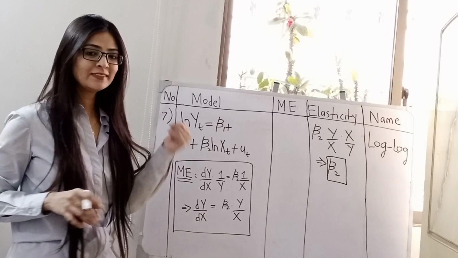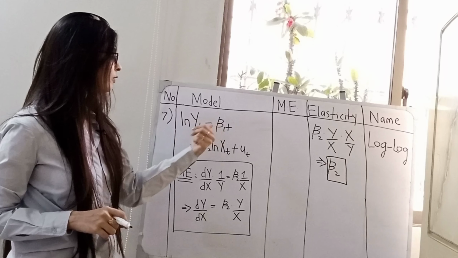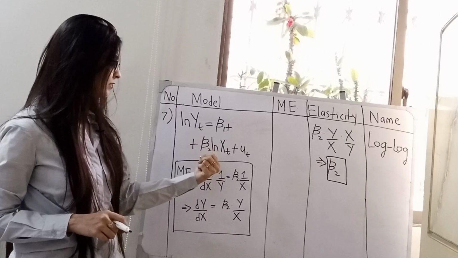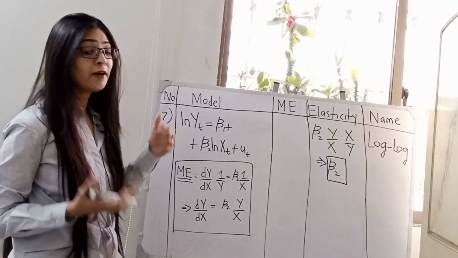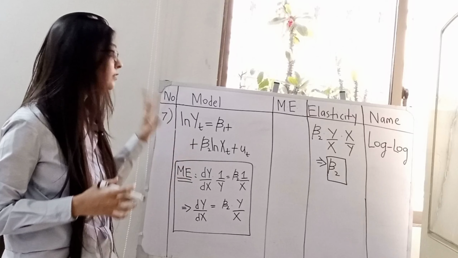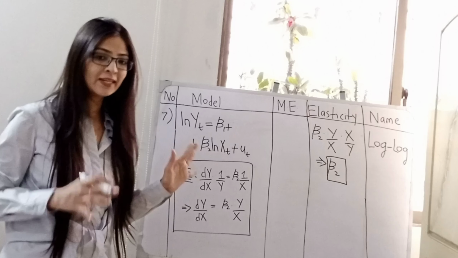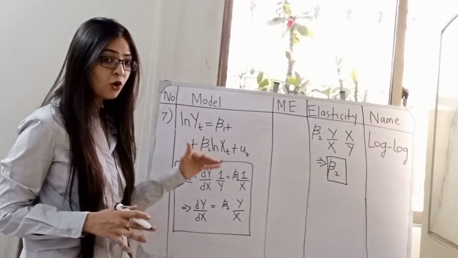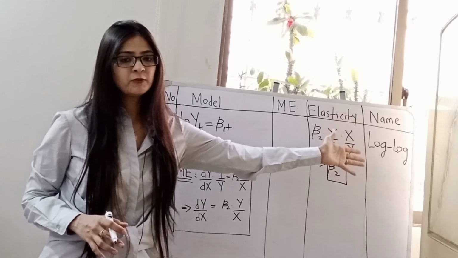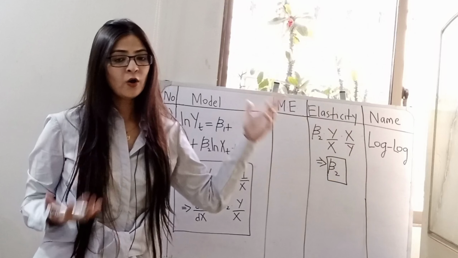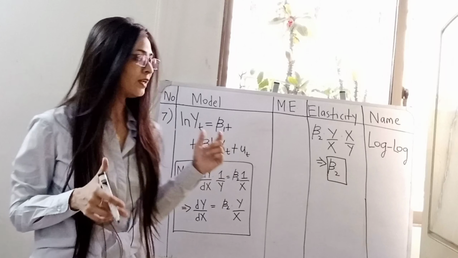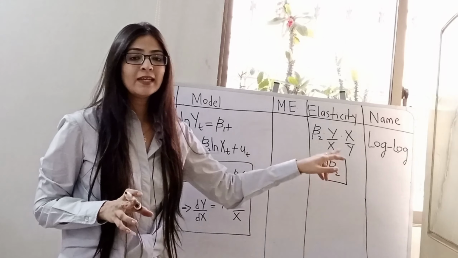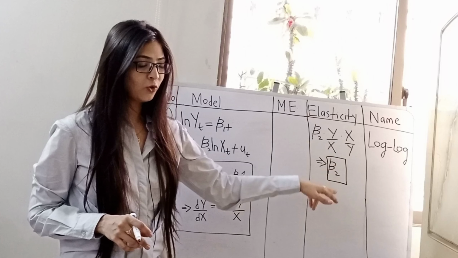And guys, finally the seventh one is ln yt is equal to beta 1 plus beta 2 ln xt plus ut. Now, once again, we notice at a glance that we have log on both sides of the equation, that is the dependent variable as well as the independent variable are in log forms. So this is why the name of the model is the log-log model, or as you already know, it's also known as the constant elasticity model. And as we will see, the elasticity coefficient is actually a constant.